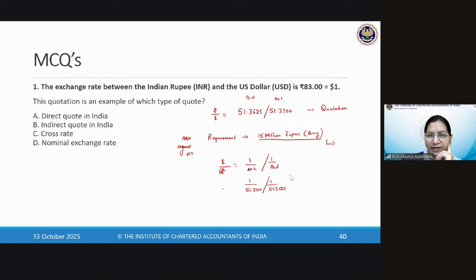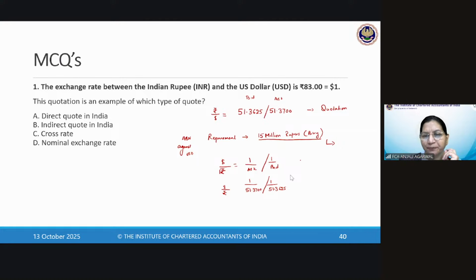Now you have a direct rate of how many rupees you want to buy or sell. You have a quotation of rupee with respect to dollars now. 1 rupee is equivalent to how many dollars? So if 1 rupee is equivalent to this many dollars, 15 million rupee will be equivalent to how many dollars? So that is how many dollars you'll have to pay if you want to buy rupee.